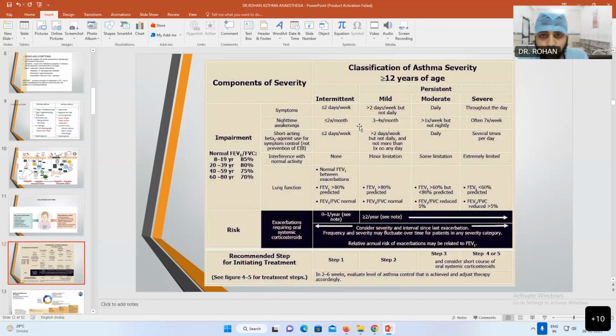And if the symptom is more than or equal to 3 days per week, or more than or equal to 3 night episodes per month, then we call it mild asthma. And if the daytime symptom is present daily, or a night symptom is present more than or equal to once per week, we call it moderate. And if the symptom is persistently severe throughout the day and the night symptom is present all week round the clock, then we call it severe asthma.